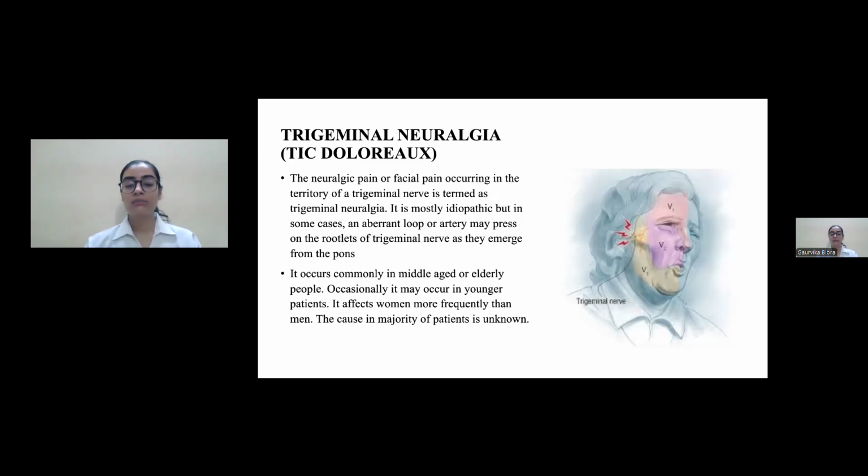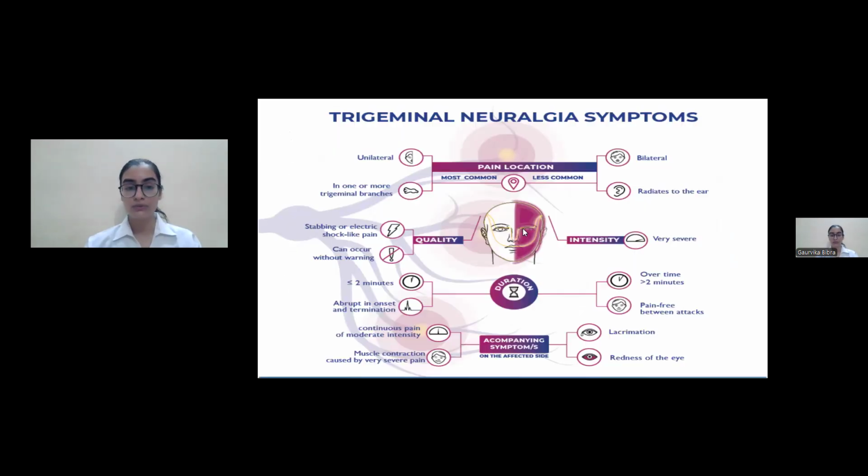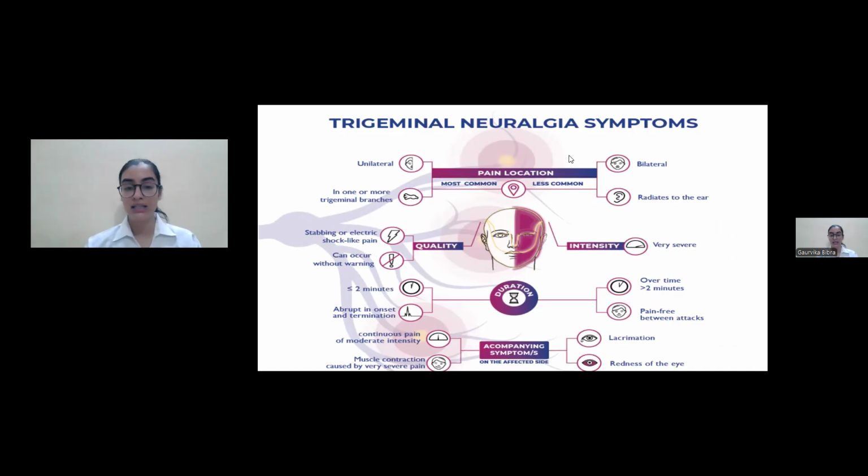The cause in the majority of patients is unknown. So these are the symptoms of trigeminal neuralgia. The most common is unilateral pain, and less common is bilateral pain. It most commonly occurs in one or more trigeminal branches and less commonly radiates to the ear.